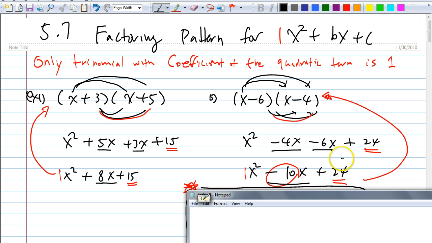Do you see how we get the last term? I want you to think about that. You just multiply the last numbers together, you get the last term. What about the linear term? How do we get 8x? That's the important part.